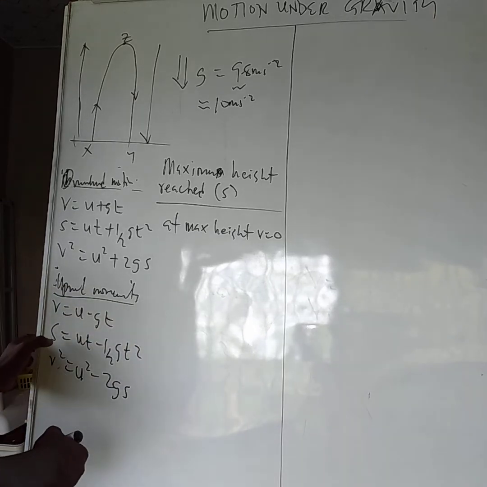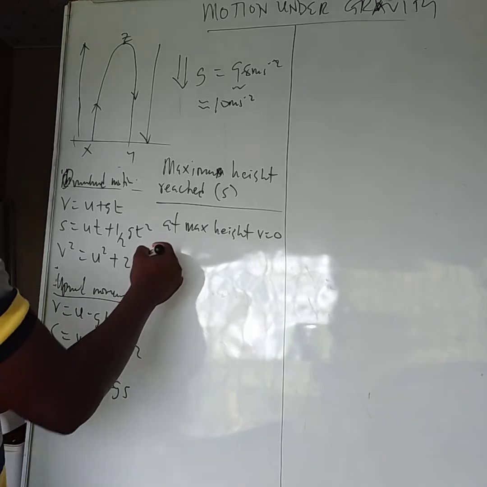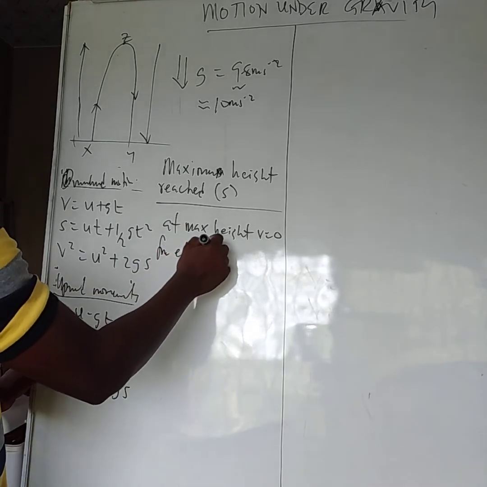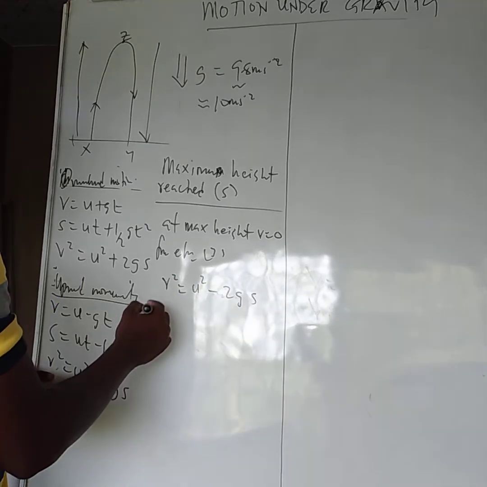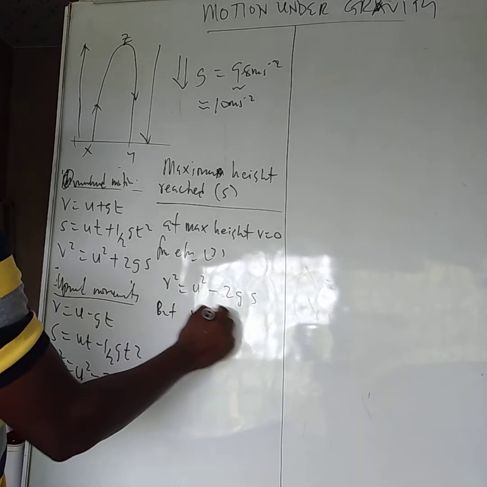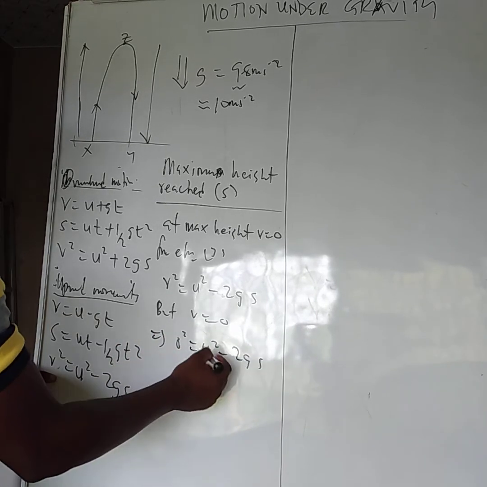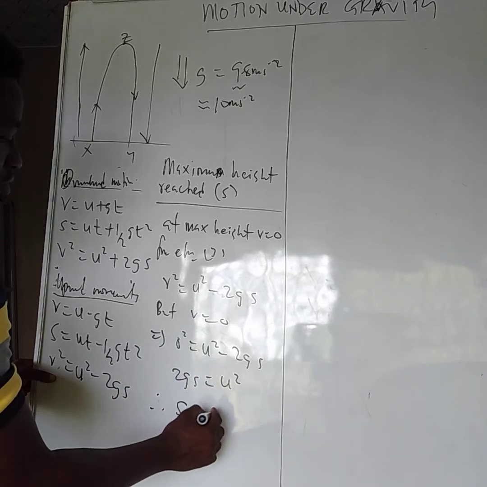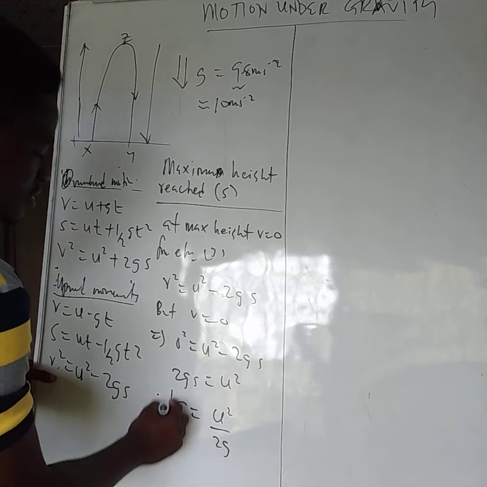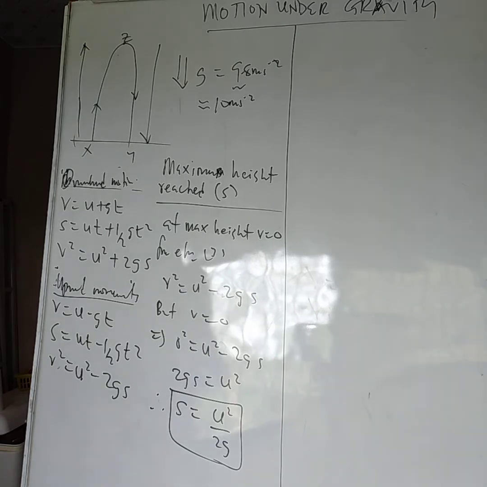Since it is moving upward, it is moving against gravity. So if we want distance s, the best equation that we can use is either this or this. Let us look at this equation. From equation 3, v squared is equal to u squared minus 2gs, but v is equal to 0, so 0 squared is equal to u squared minus 2gs. We can say that 2gs is equal to u squared. Therefore, s is equal to u squared all over 2g. So this is how you can calculate the maximum height reached.